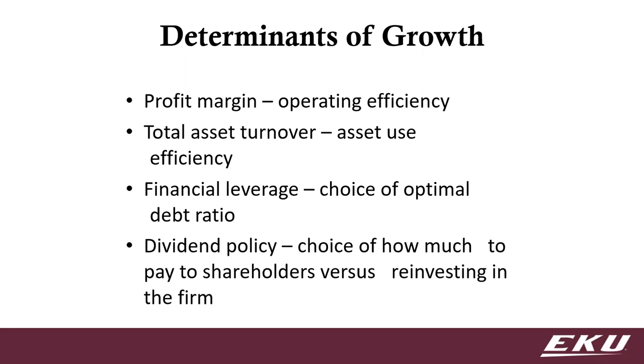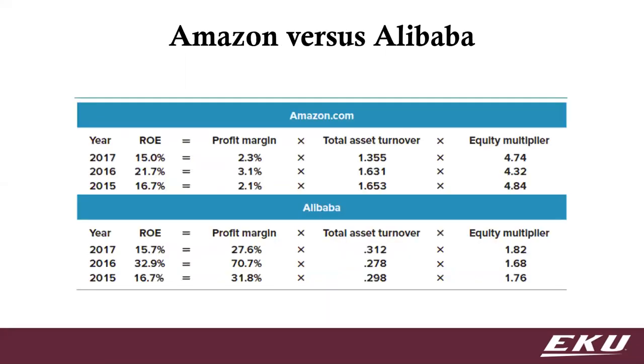And then there are some comparisons here. This is Amazon and Alibaba, and you can see profit margins, total asset turnover, and equity multiplier. So with Amazon, you saw the profit margins were really low. So basically they're selling stuff close to cost, right? Not a lot is making it through.